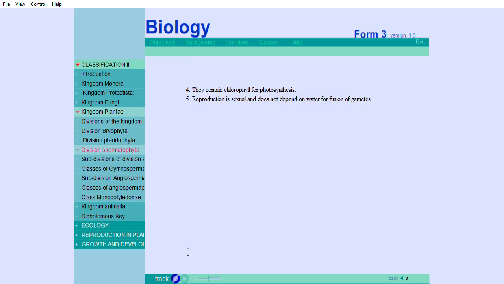Vascular tissue is highly developed with xylem tissue containing both xylem vessels and tracheids. Seeds are produced after fertilization. They contain chlorophyll for photosynthesis. Reproduction is sexual and does not depend on water for fusion of gametes.